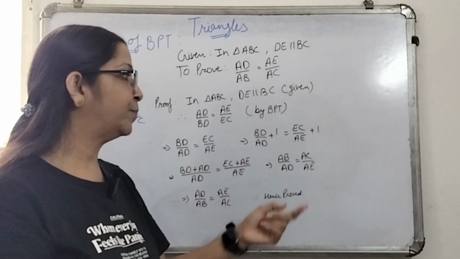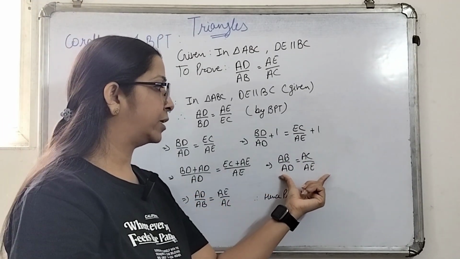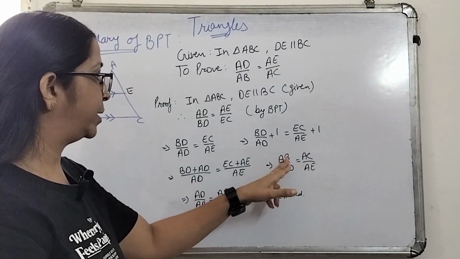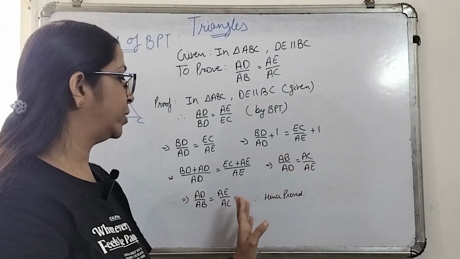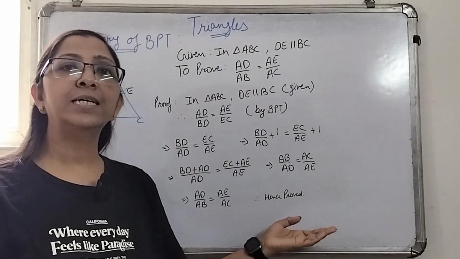Numerators are same here. Again, we can reciprocate it. If this is the condition, we can reciprocate it even. So it will become AD over AB is equivalent to AE over AC. And that was to be proved. So it is hence proved.